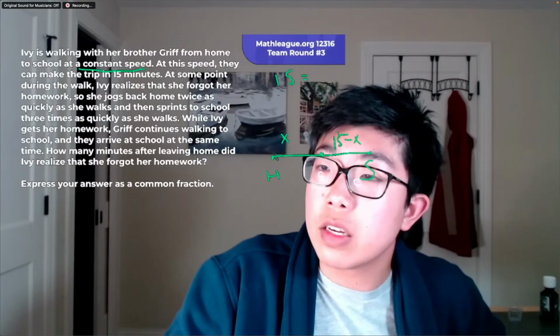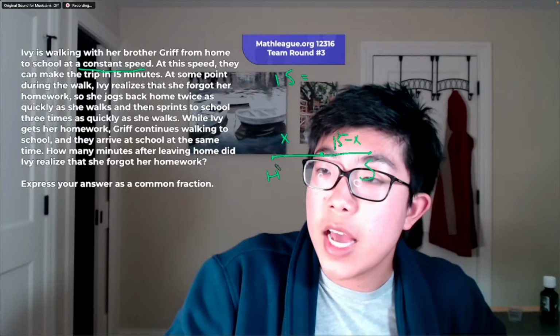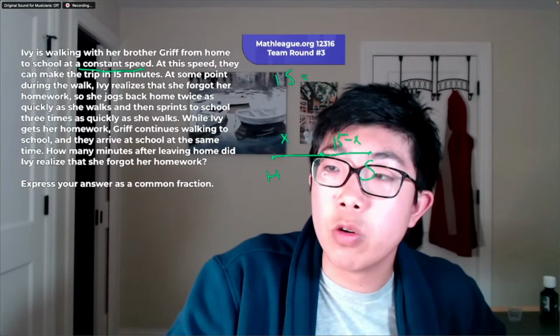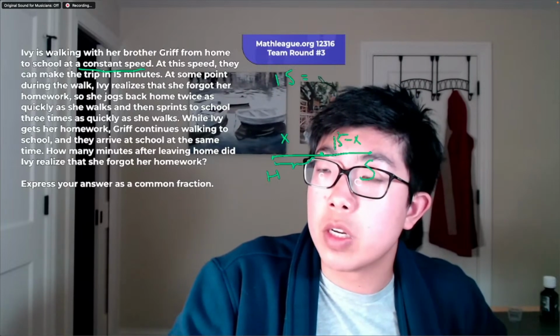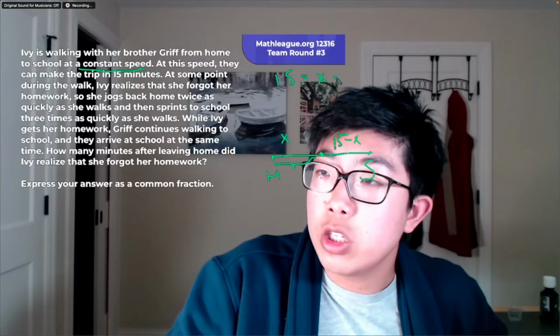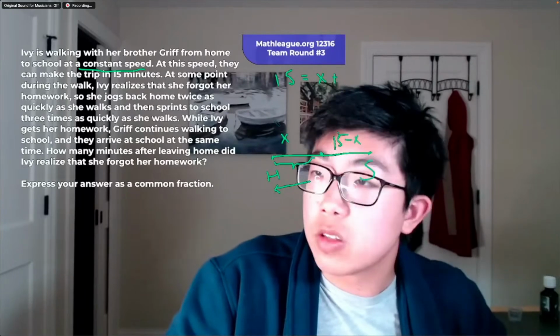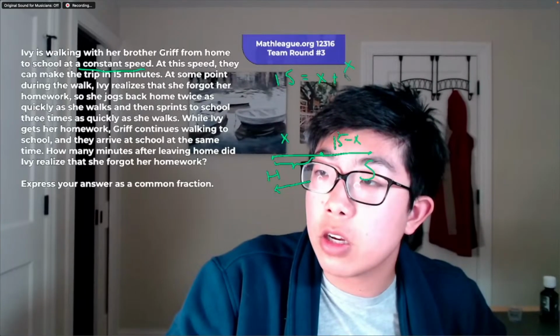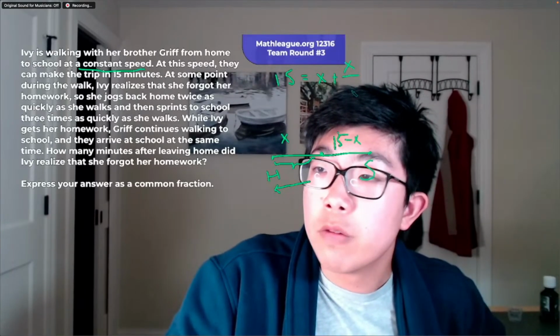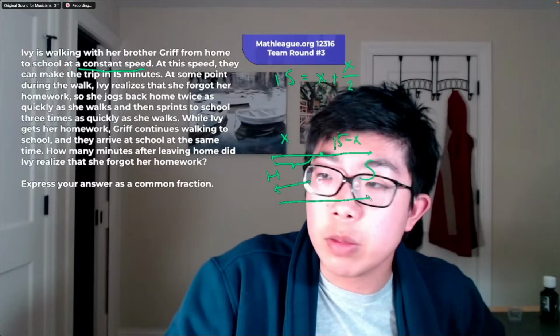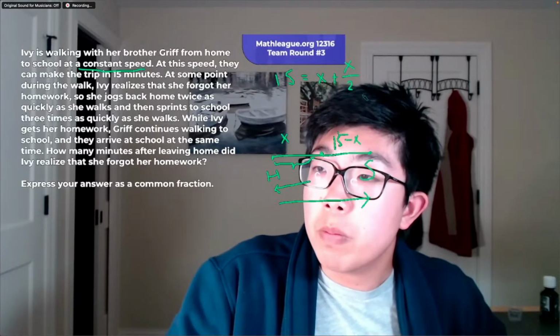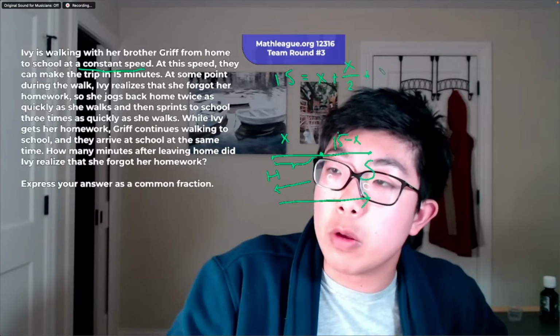And how long does Ivy take? Ivy first covers this x minutes distance of walking. That takes her x minutes. Now she turns around and jogs home. That's not going to take her x minutes anymore. It's going to take her x over 2 minutes because she's going twice as fast. Finally, she's going to sprint this 15 minutes worth of walking, but that is going to be 5 minutes for her since she sprints 3 times as quickly as she walks.